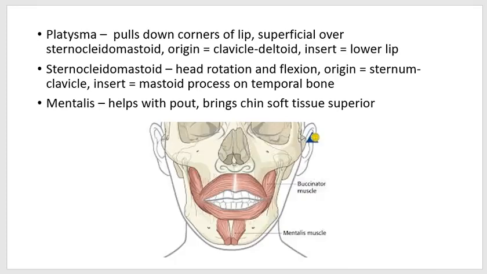The next muscle is the mentalis. Mentalis helps you with the pout, and it brings the soft tissue of the chin up. So whenever you pout, you kind of pull this part up so you can pucker out that lip. Your mentalis, and here you can see those mental foramen, right? This is the mental region.